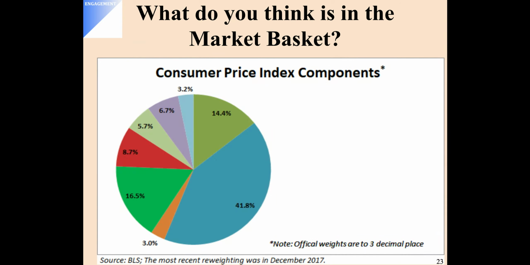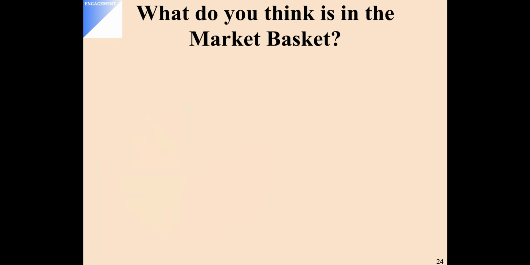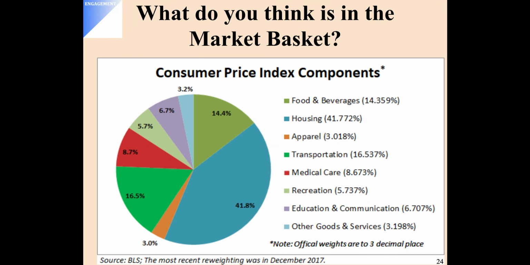But what do you think? How do we spend in terms of items in the market basket? A large percentage goes into food and beverage. Housing, of course, is the biggest expense. Then transportation, medical, recreation, education, other goods and services.